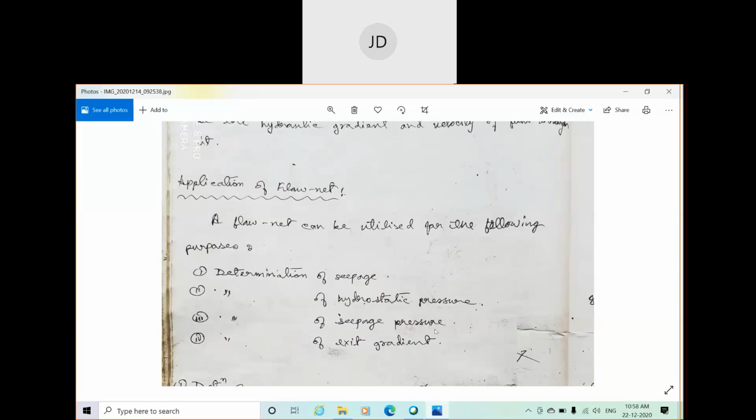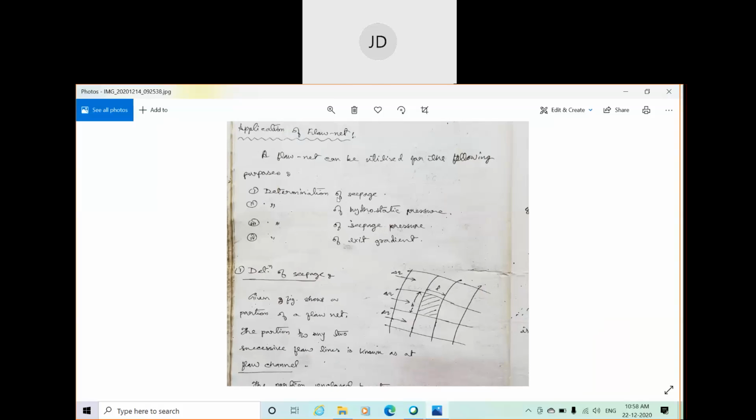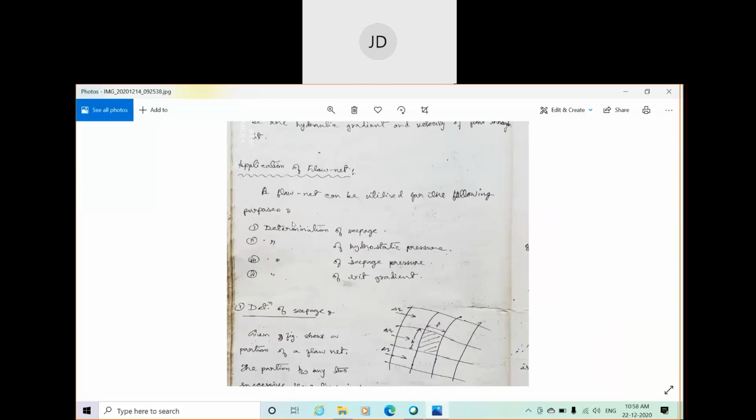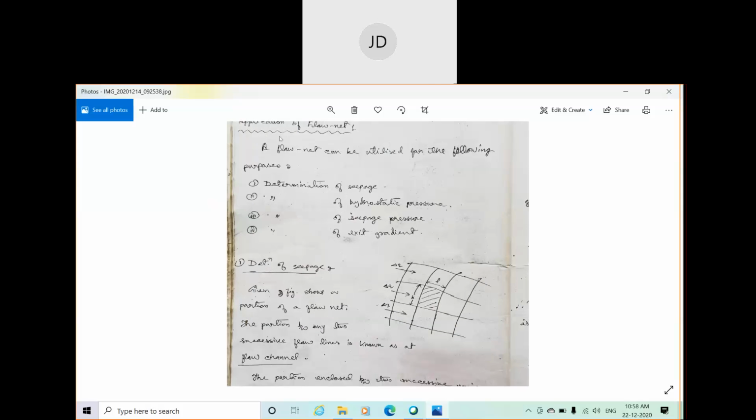So this is all about the properties of flow net, and all about today's class. Next class we'll discuss the application of flow net. Mainly, flow net is used to determine the amount of water seeping through a particular structure. How much water can seep through a particular dam structure, we can find out using a flow net. How? We'll study in the next class.